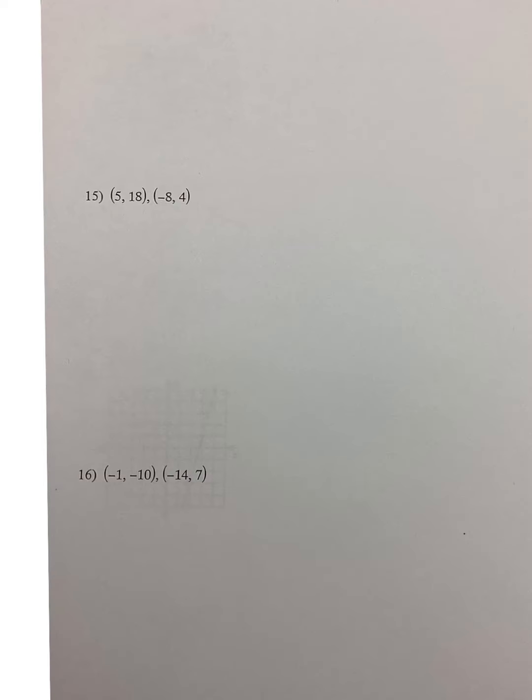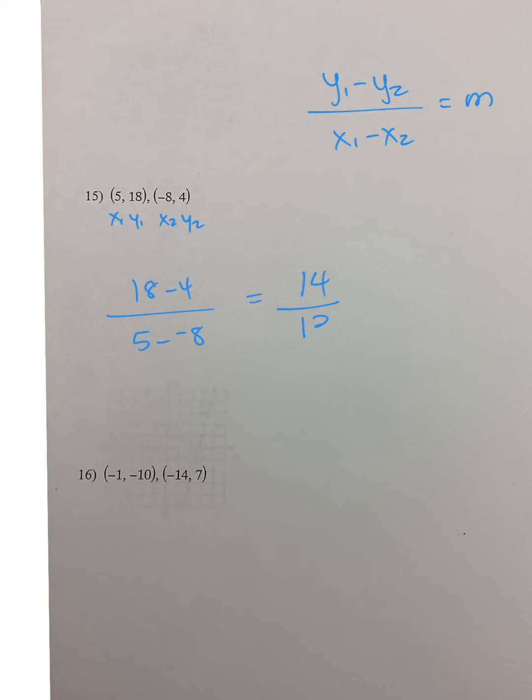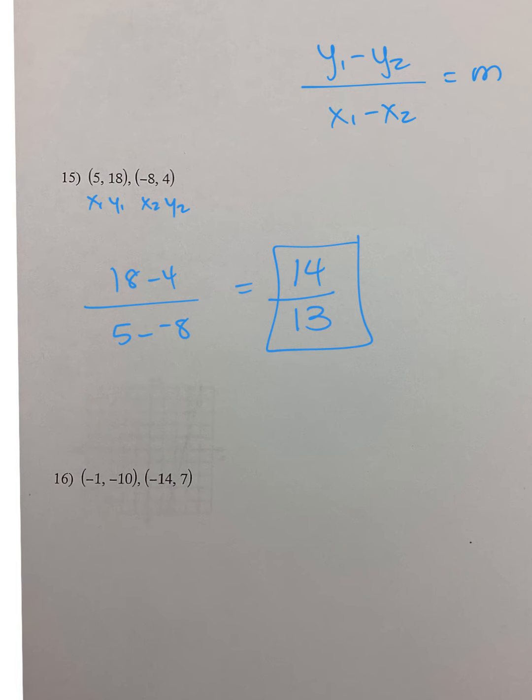Number 15, this is x1, y1, x2, y2. The formula is y1 minus y2 over x1 minus x2 equals the slope. M is designated as the slope. So we have 18 minus 4 over 5 minus negative 8, which is 14 over 13. That is number 15.